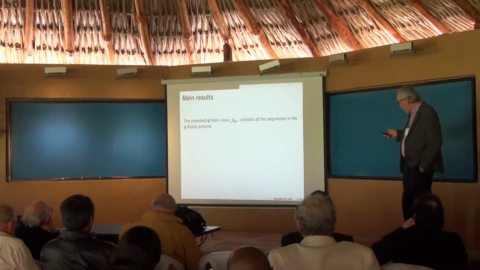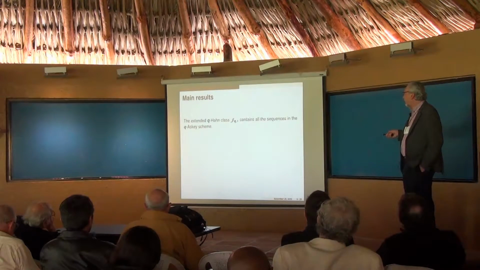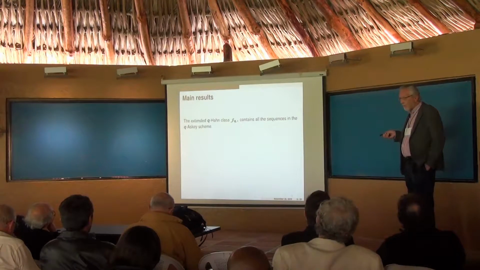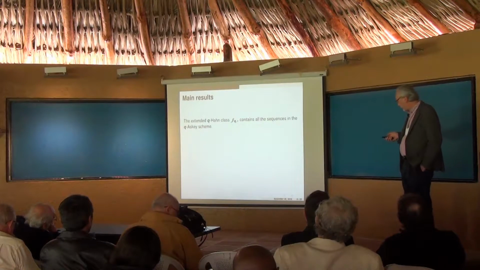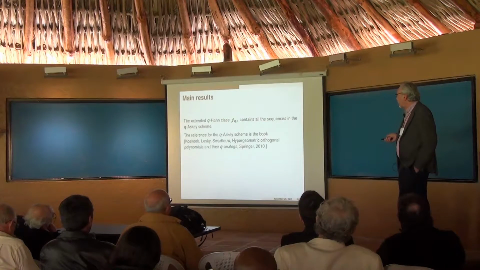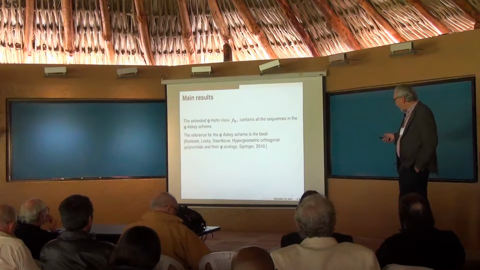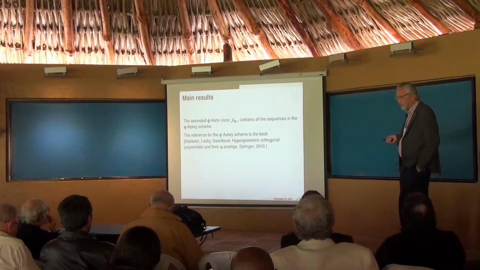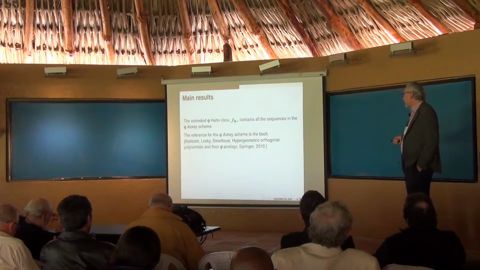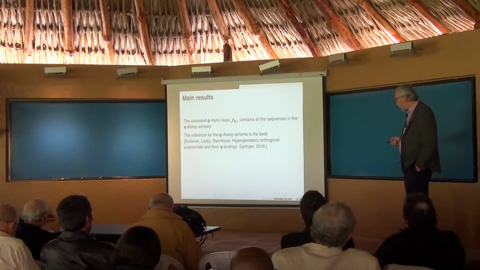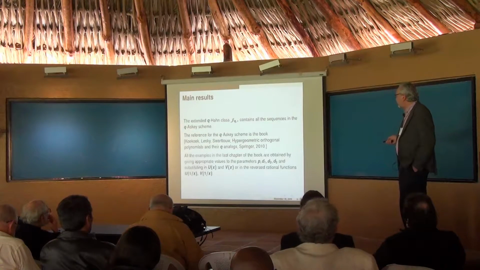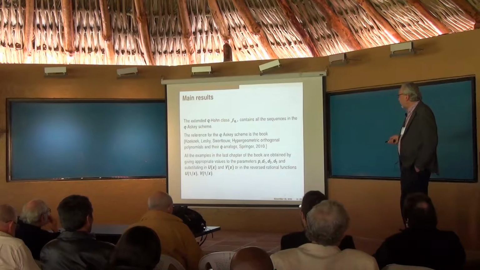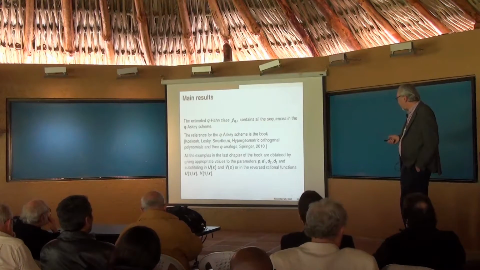And what happens here is that this new family contains all the sequences in the q-Askey scheme and some others that may be new. And this is the reference that Renato mentioned a couple of times. It's just the Encyclopedia of Hypergeometric Orthogonal Polynomials. So we have checked all the examples in the last chapter of this book.